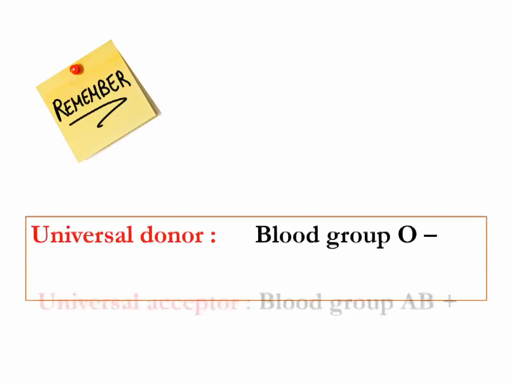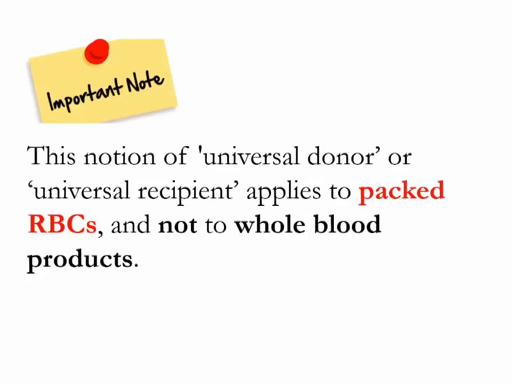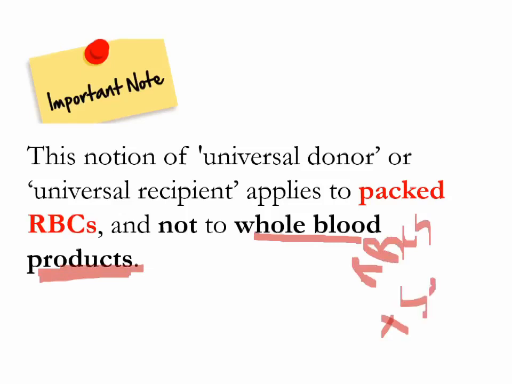So here, the universal donor is blood group O negative, and the universal acceptor is AB positive. And please remember, this is the case only when donating packed RBCs. Because if you are not transferring packed RBCs, but you are transferring whole blood products, it means that you are transferring RBCs plus plasma or plus serum, right?